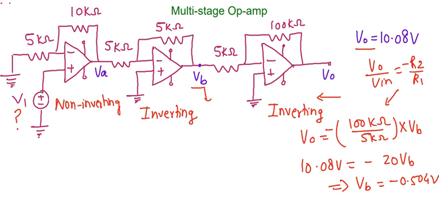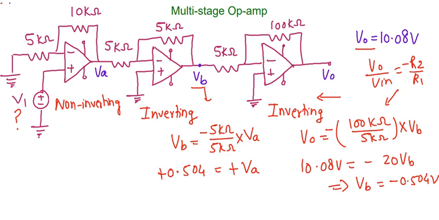As we have calculated the value of VB, now we move towards the previous op-amp part, that is again inverting. So just apply the formula for inverting. In the second case, VB, because it is the output, should equal minus 5 by 5, because both resistances are the same, times the input voltage. Here the input is your VA value. Now after putting the value of VB as minus 0.504, we get minus of VA, so the VA value is equal to 0.504 volts.